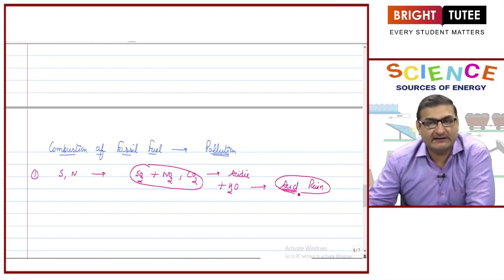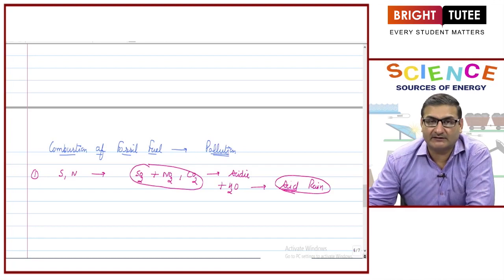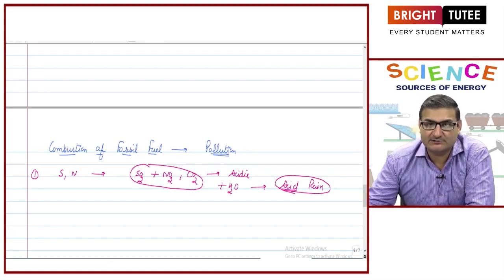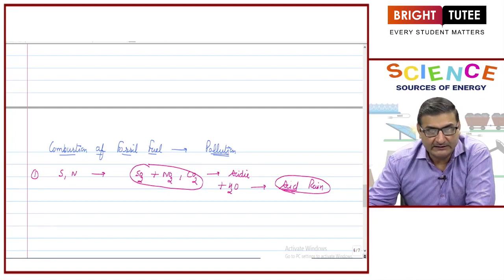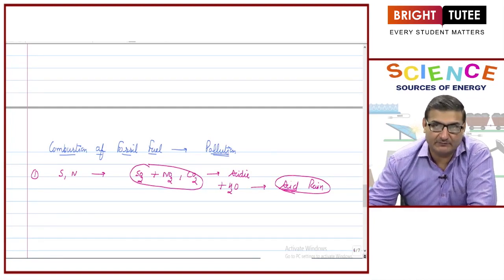Now, this acid rain is harmful. Why? Number one, because it makes the soil acidic and non-fertile. Then it is also harmful for all the marble statues and monuments. Fine. So, this is the first problem caused by the burning of fossil fuels.